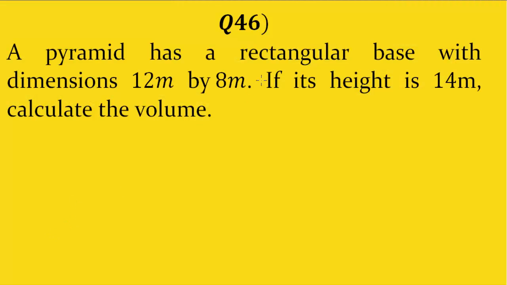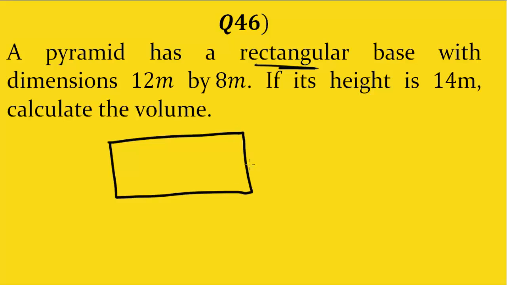So this is basically what we have. You have a pyramid with a rectangular base. So you all know what a rectangle is. It's a 2D shape which has a length and a width. And the length and width are different. If the length and width were the same, you would have a square. So we have a pyramid that has a rectangular base.